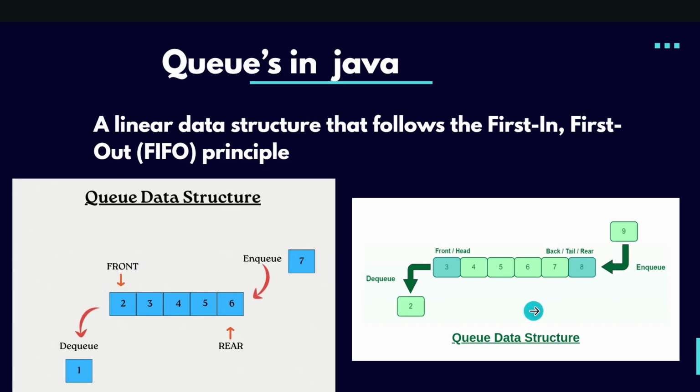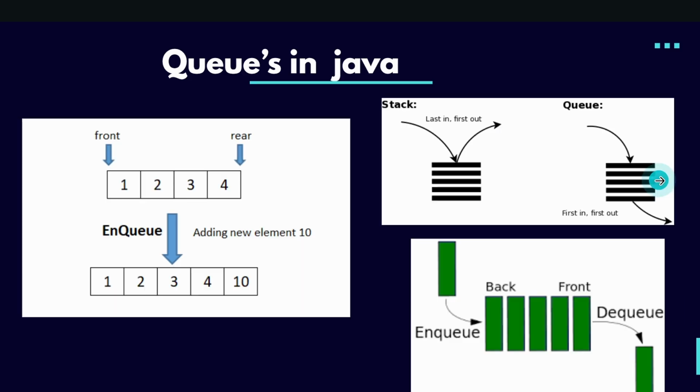So this is the simple diagram. You can see we are enqueuing from the back and dequeuing from the front. So these are the four important terms in the queue that you need to remember always: front, rear, NQ, DQ.